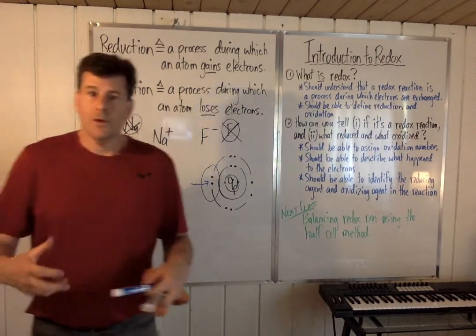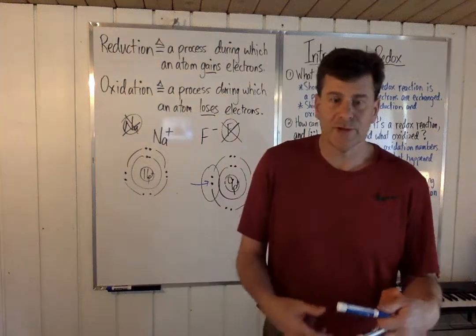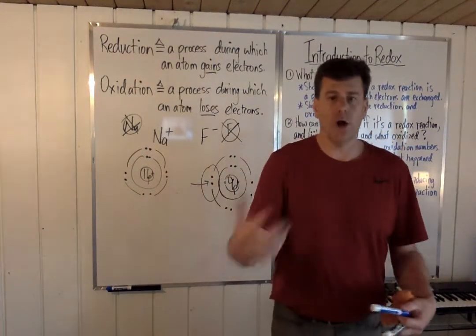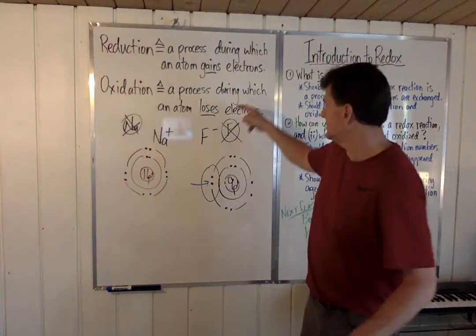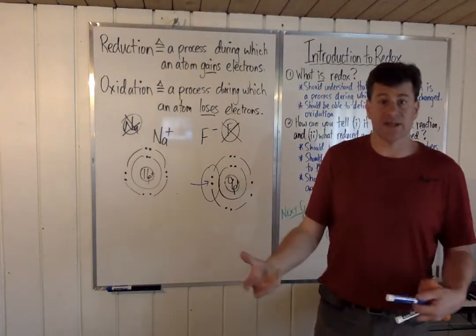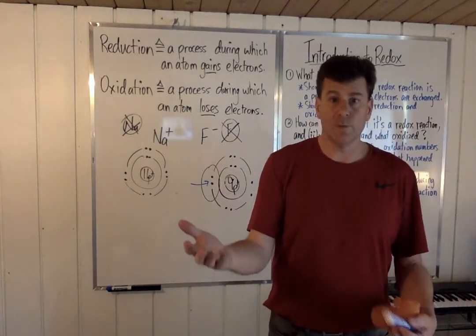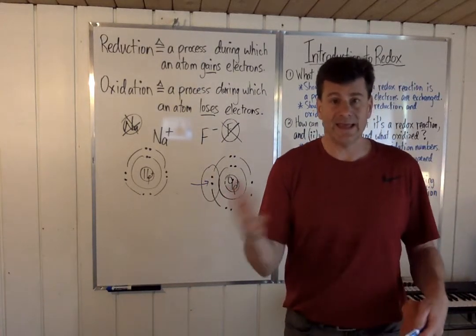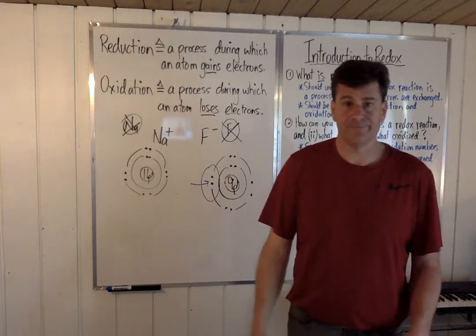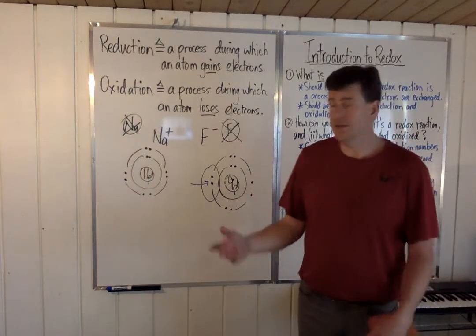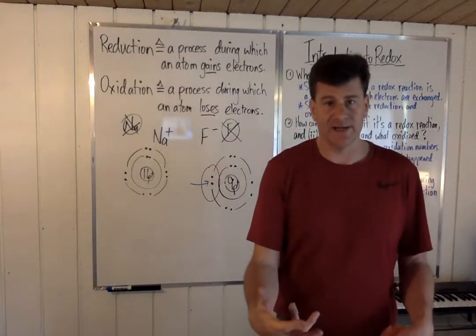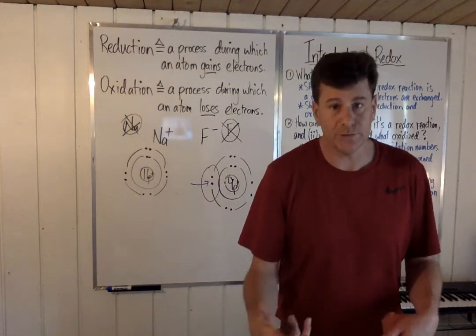Well, that is a redox reaction because what happened is the sodium lost an electron, and so it oxidized. The sodium went from being neutral to being +1. It lost an electron. It oxidized. The fluorine went from neutral to -1. It gained an electron, and so therefore it reduced.